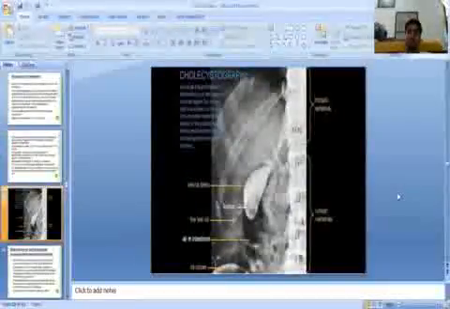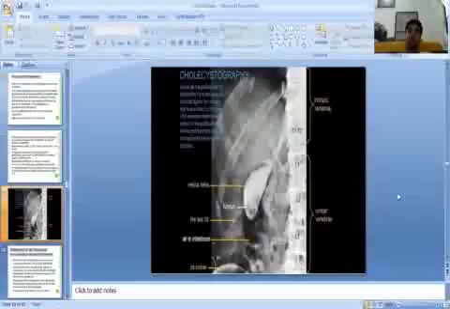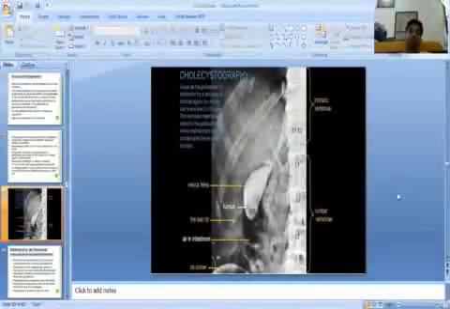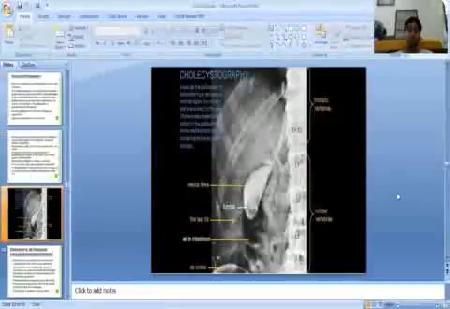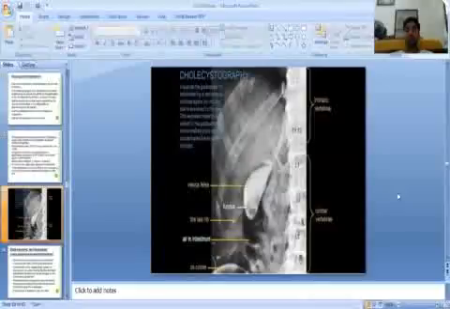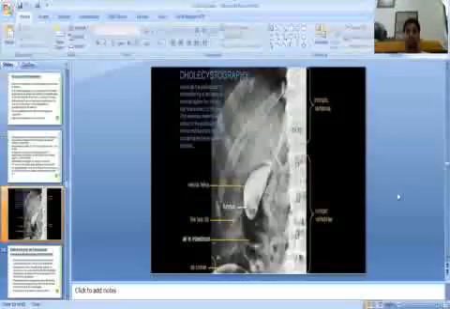Okay, students, this is the image of cholecystography. The rest of the radiological techniques we will discuss in the next class. Students, this is all about some diagnostic techniques of cholelithiasis.